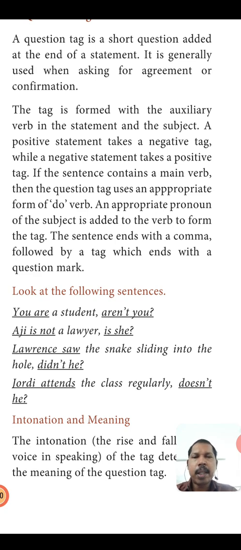A positive statement takes a negative tag, while a negative statement takes a positive tag. So if the helping verb is given, we will be using isn't in the question tag. If isn't is given in the statement, you will be using is in the question tag. If the sentence contains a main verb, then the question tag uses an appropriate form of the do verb. Do, does or did should be used.